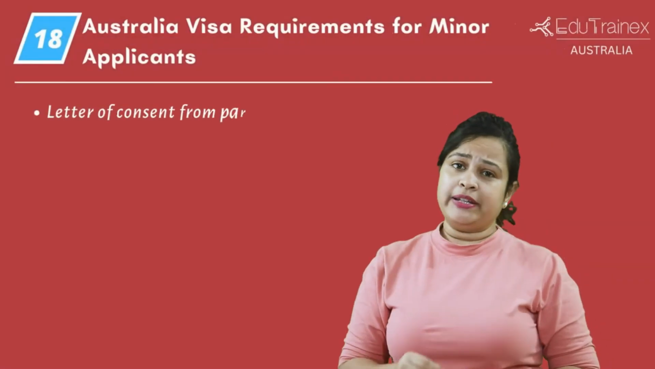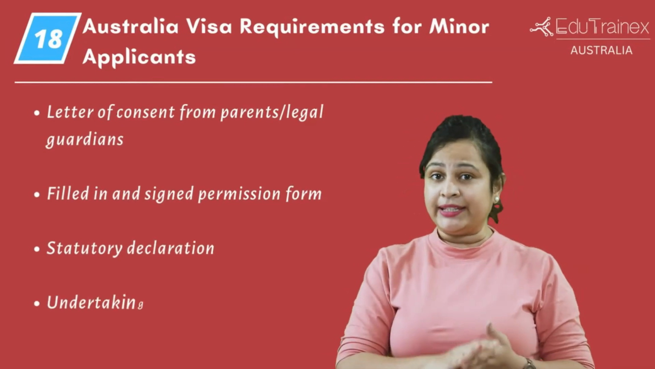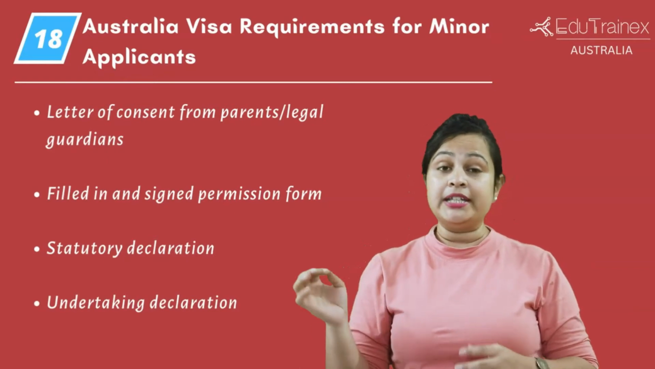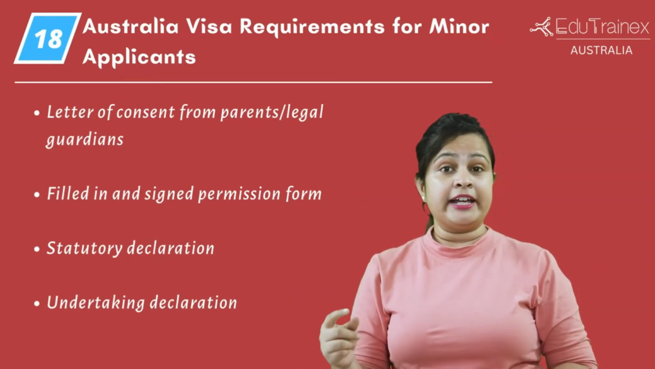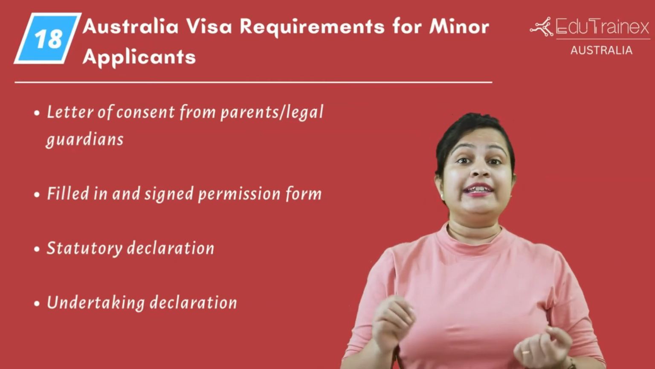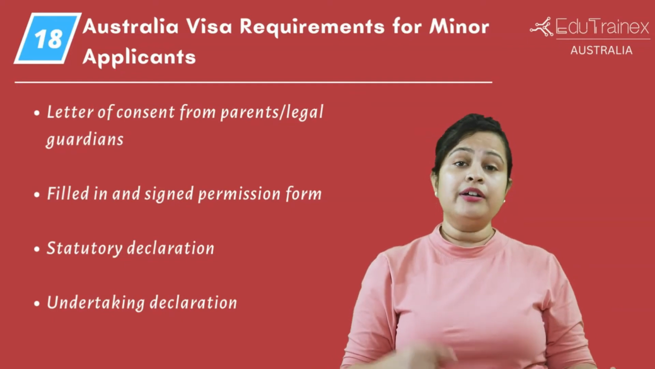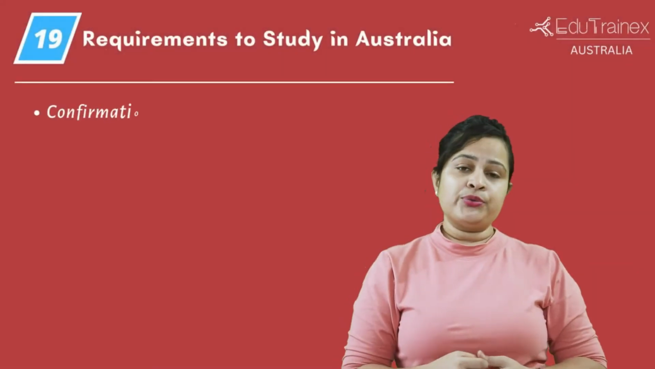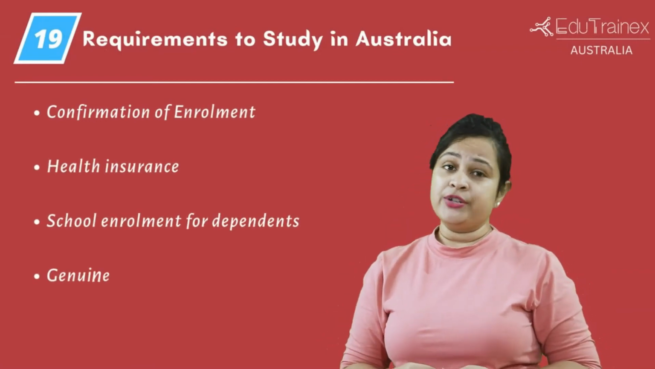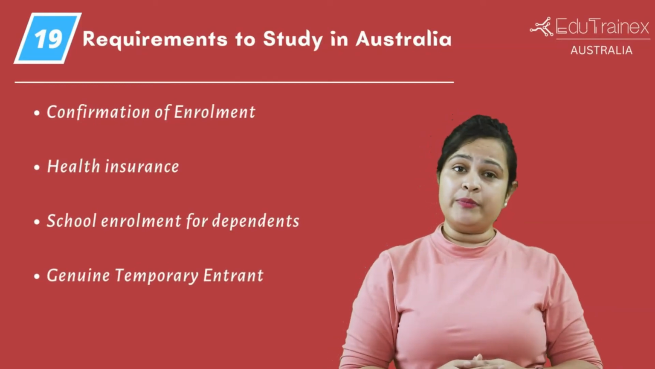There are specific documents that have to be included in the application for an Australian visa if the applicant is under the age of 18, like a letter of consent from parents or legal guardians, a filled in and signed permission form, a statutory declaration, and an undertaking declaration in cases when the minor applicant will be staying with an adult family member or friend in Australia. For students applying for a visa to study in Australia, these documents are required: confirmation of enrollment, health insurance, school enrollment for dependents, and genuine temporary entrant.